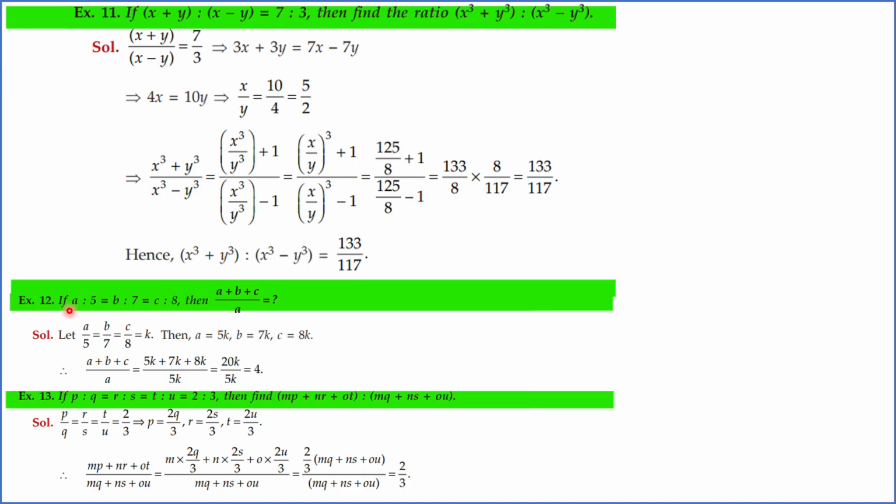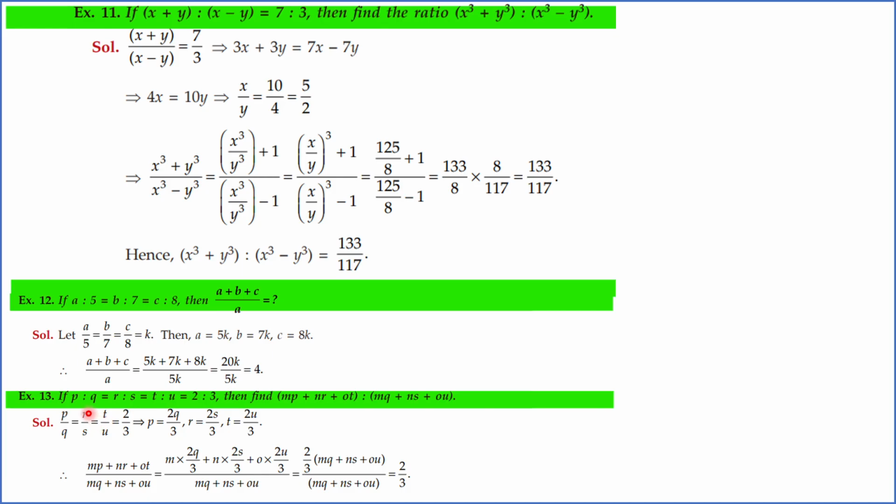If a is to 5 equal to b is to 7 equal to c is to 8, then (a plus b plus c)/a is equal to? Let a/5 equal to b/7 equal to c/8 equal to k, then a equals 5k, b equals 7k, c equals 8k. (a plus b plus c)/a equals (5k plus 7k plus 8k)/5k equals 20k/5k, that equals 4.